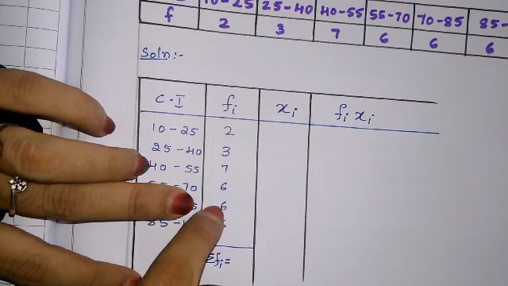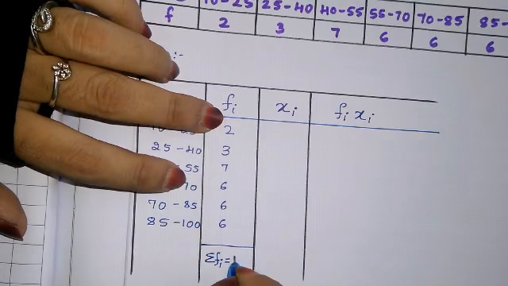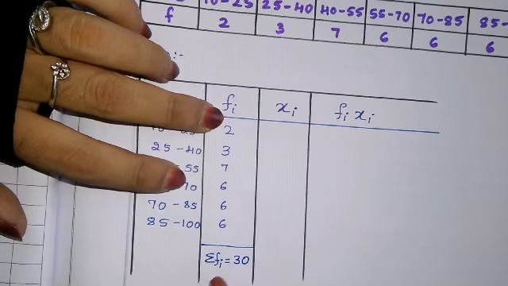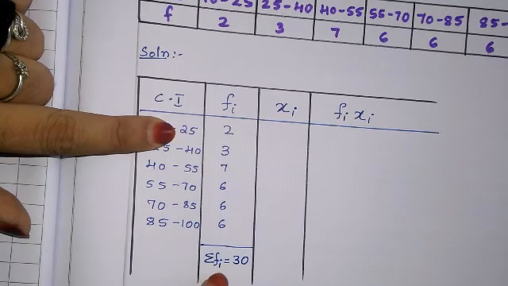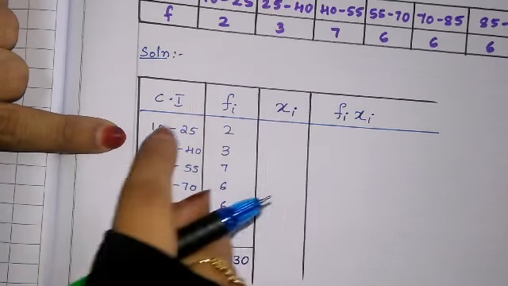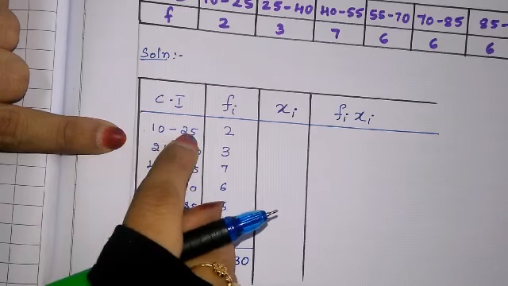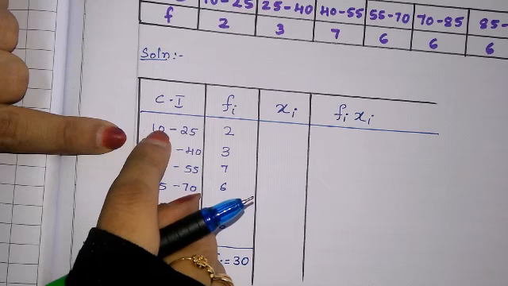6 1s are 6, 6 2s are 12, 6 3s are 18, 6 4s are 24, 25 plus 5, 30. Sigma fi we got 30. First step we have to add the fi, so that we get the denominator of the formula, sigma fi. Now xi is nothing but the middle number of this. How will we find the middle number?